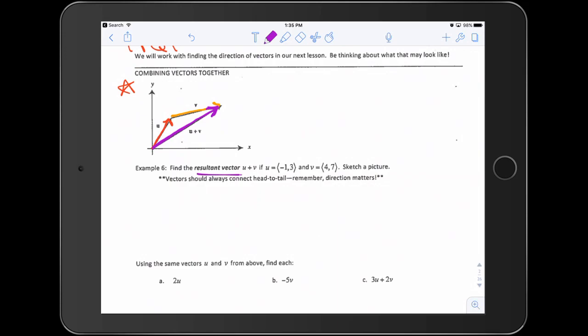Okay, so it says find the resultant vector. When you're combining vectors, we call it a resultant vector, u plus v, where u is <-1, 3> and v is <4, 7>. Sketch a picture. By the way, this is important: make sure your vectors always connect head to tail. Remember, direction matters. Typically we wouldn't have to graph each one of these, but let's do it just to see what's happening here.